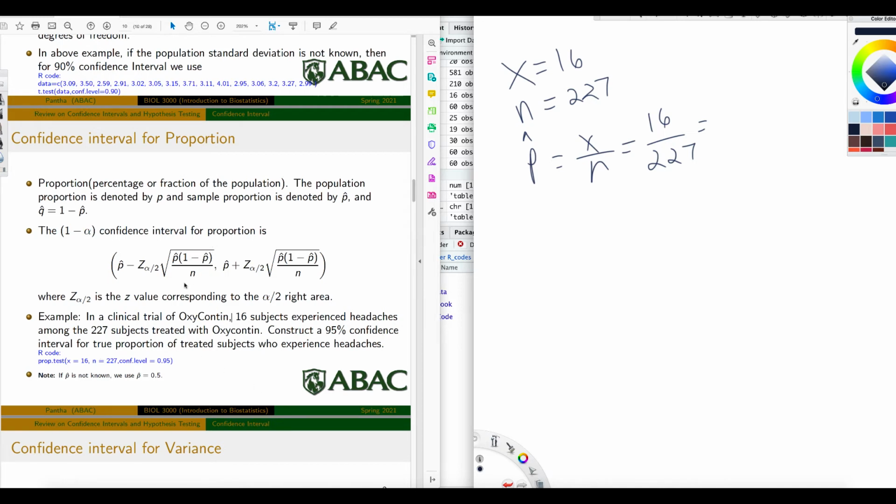If you want to do it by hand, you will have to find out p hat, and z alpha half, which you find the same as for the confidence interval for the mean, and p hat times 1 minus p hat over n, where n is the sample size. So you plug in those values here and then find the numbers. But what I'm going to do here is show you how to find the confidence interval directly by using R. Okay, so the R code would be prop.test, x equals 16, comma, n equals 227. Okay, that's what we are doing. And then the confidence level is 0.95 for a 95% confidence interval.